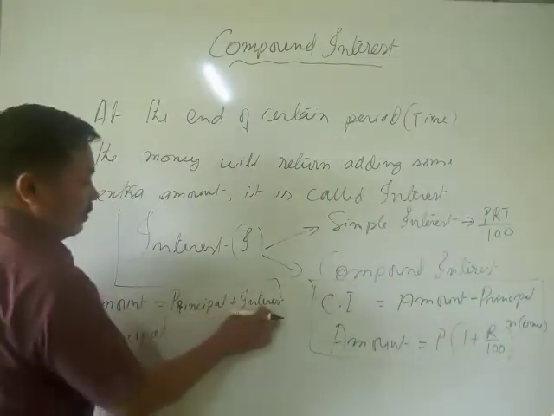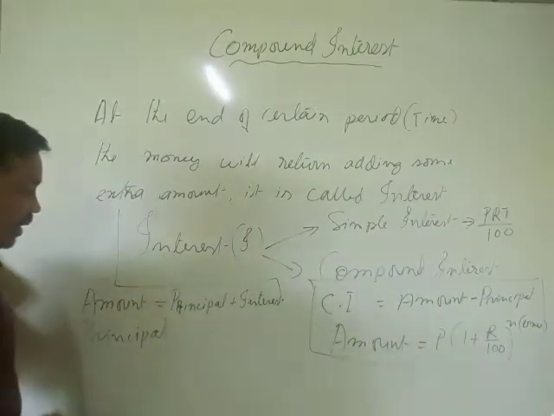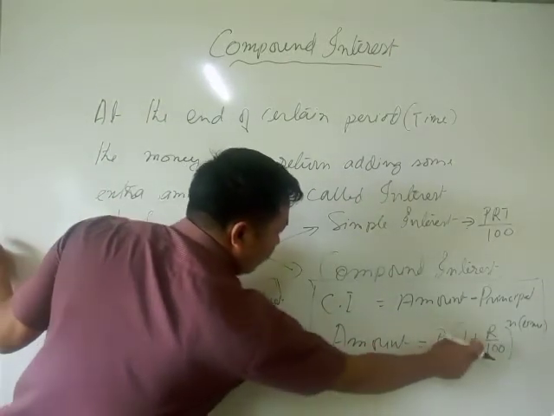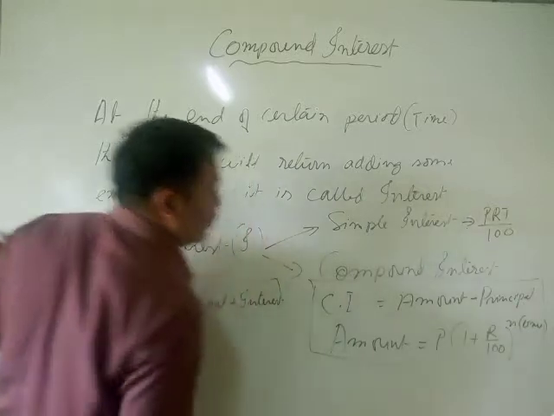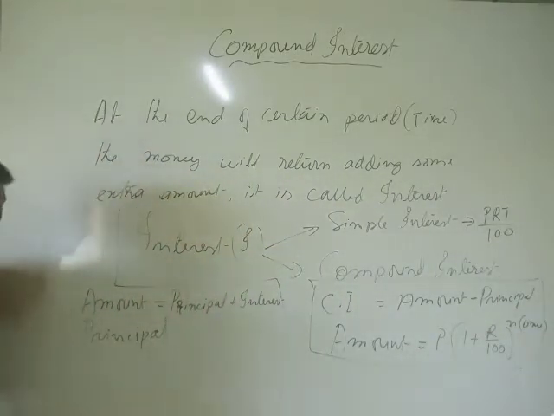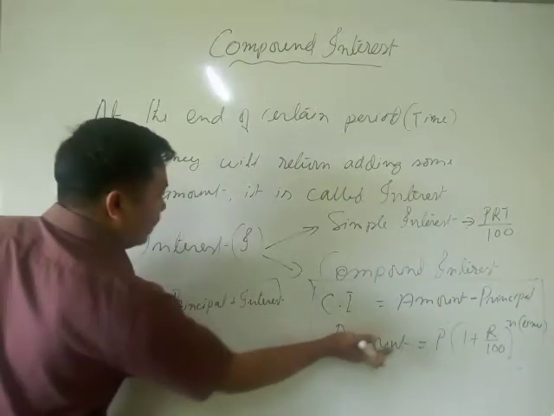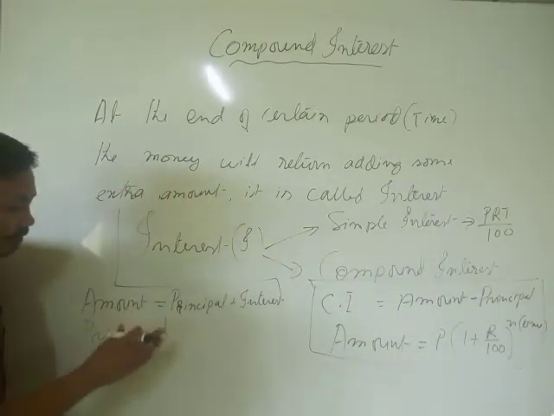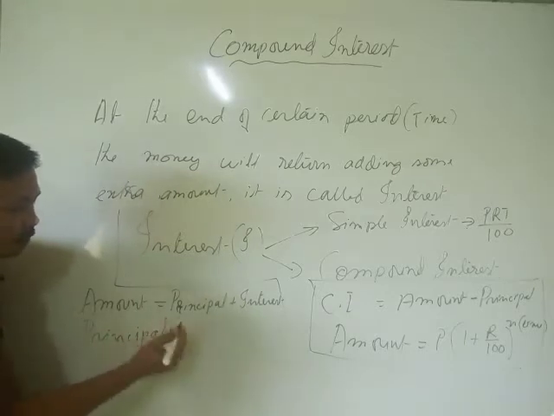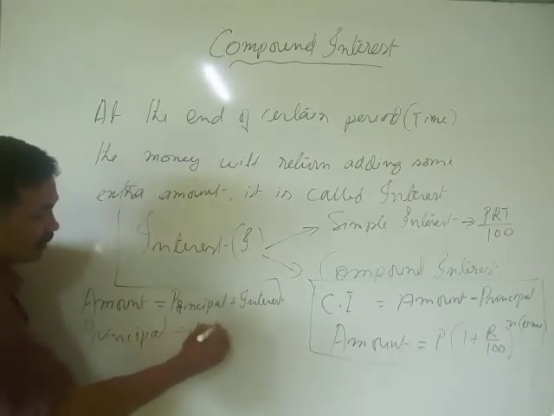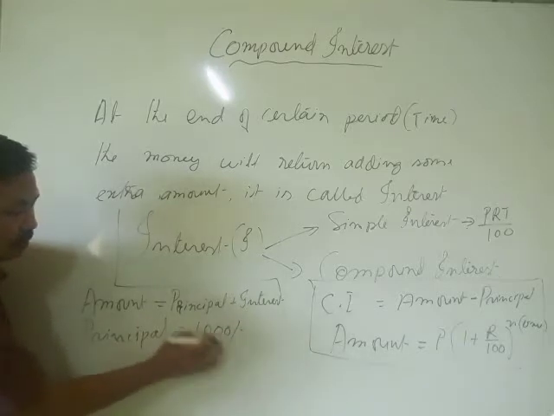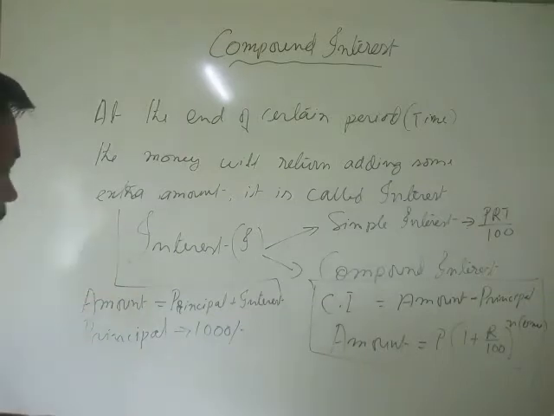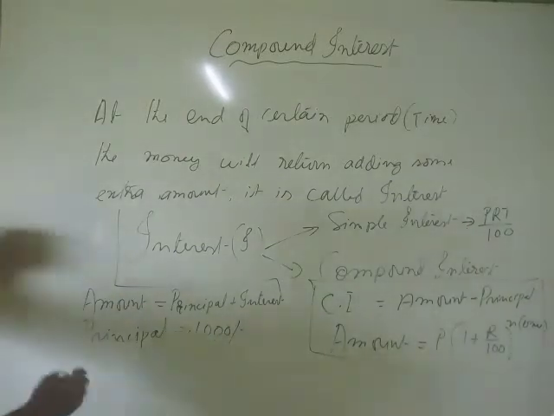Amount is the principal plus interest. But the amount in compound interest will be P into 1 plus R over 100 to the power n. Let's find out the amount first. But what is the principal? The principal is the money you borrow. For example, you borrow 1,000 rupees from somebody. This is called the principal. The money you borrowed is called the principal, and then rate.